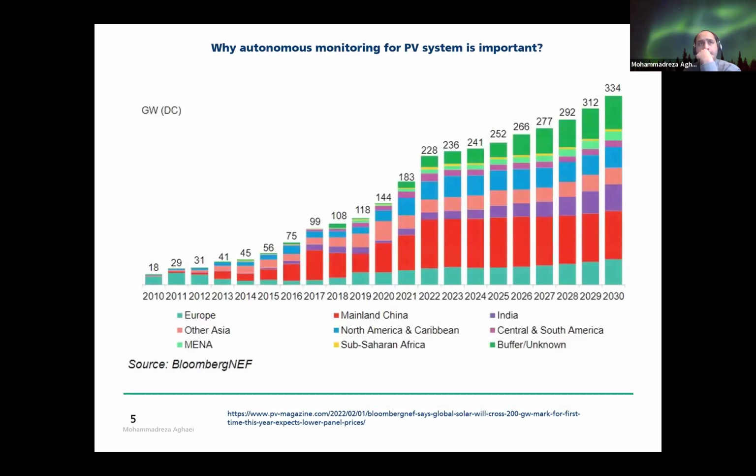Here is also a graph showing the increase of the installation of photovoltaics worldwide. As I said, for the first time in 2022, we reached 1 terawatt of installation, and for the first time we passed an annual capacity of over 200 gigawatt. That was one of the very great milestones.